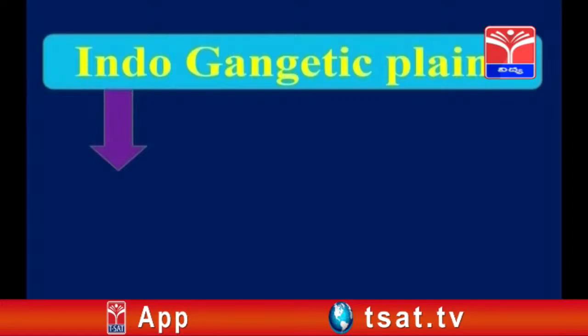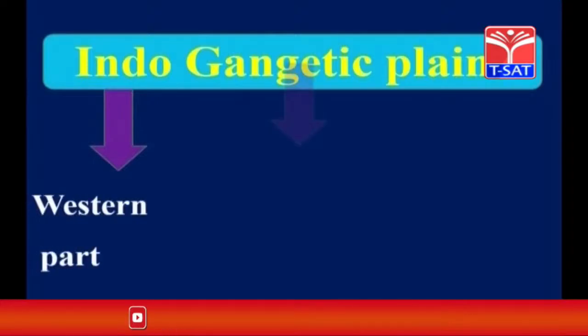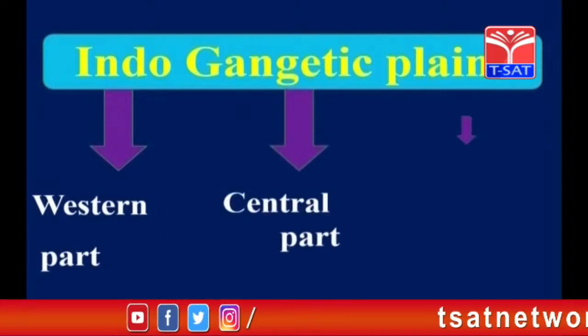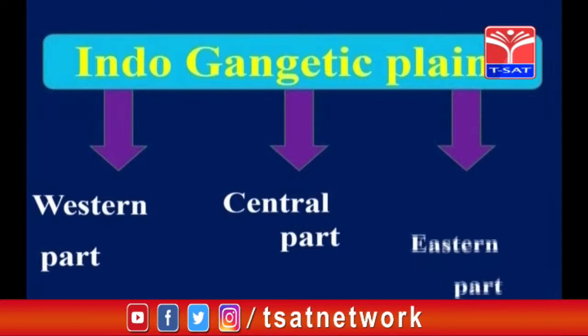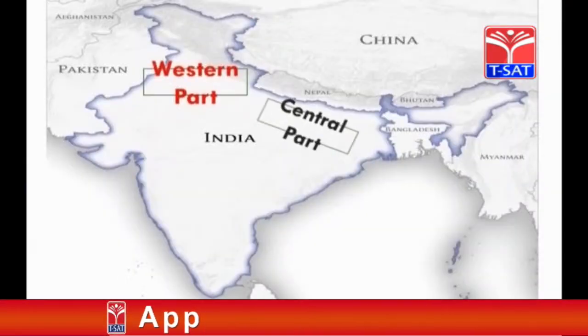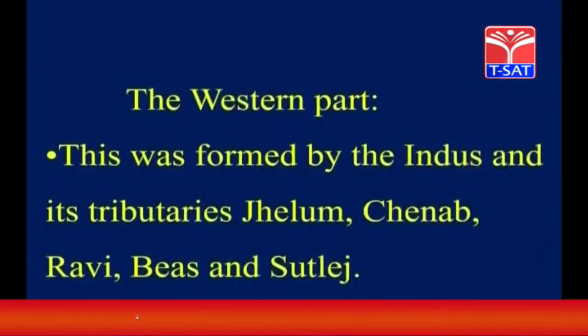Now let us see about the Indo-Gangetic plain. Indo-Gangetic plain is divided into three categories. The first one is the western part, the second one is the central part, and the third one is the eastern part. The western part in the map you can see, and the central part, and this is the eastern part. Now let us discuss this one.